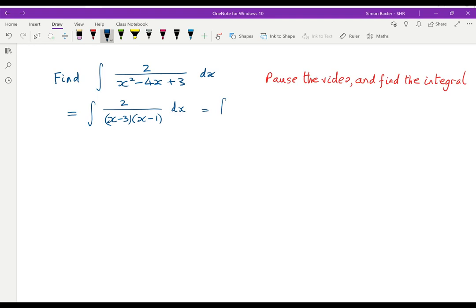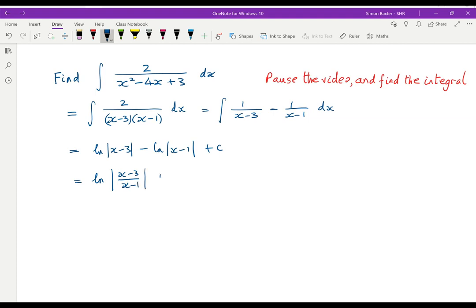We'll give you credit for being able to do the partial fractions. This is equal to the integral of 1 over x minus 3 minus 1 over x minus 1. If you put those two fractions back together, you'll see that you get x minus 1 minus x plus 3, you get 2. Well, when you've got that, all you've got to do now is integrate: log of x minus 3 minus log of x minus 1 plus c, or you can make it look a little tidier by writing the log of x minus 3 divided by x minus 1, plus c.